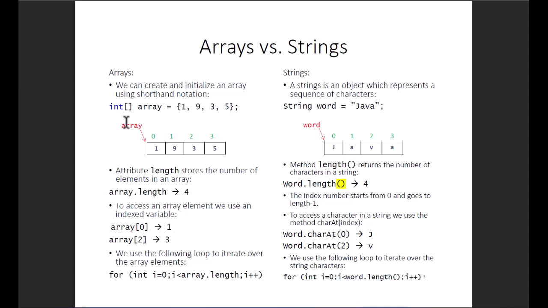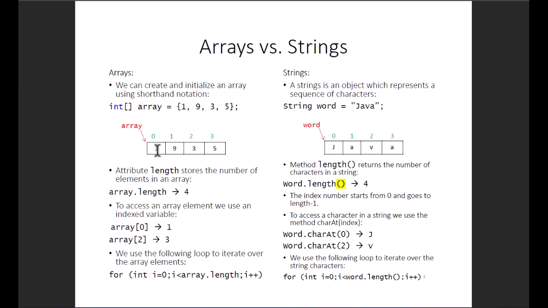And you can see that array is a reference. You can see this arrow. It is pointing. It doesn't hold a value. It is pointing to a location where the values are stored. The same for the string. The string is a reference as well. So basically they are very similar.